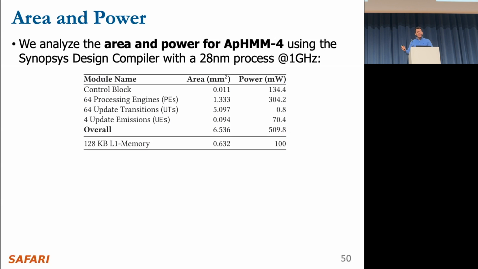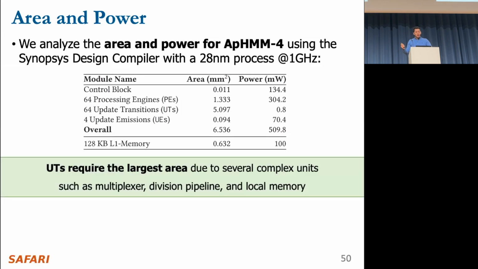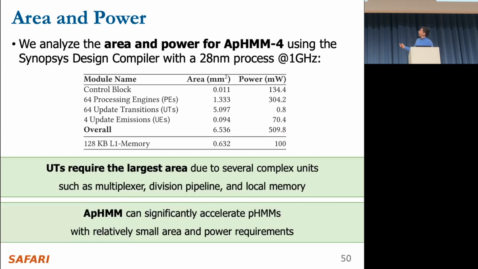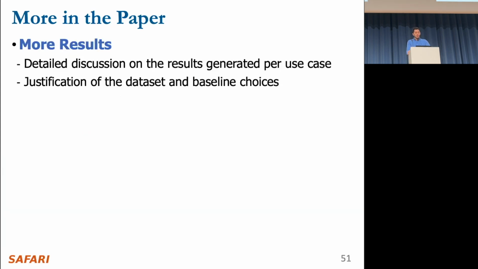We also analyze the area and power, and overall, the area and power requirements are relatively small, but the UT unit, updating the transition unit, requires the largest area due to several complex units, such as multiplexer, division pipeline, and local memory, and so on.